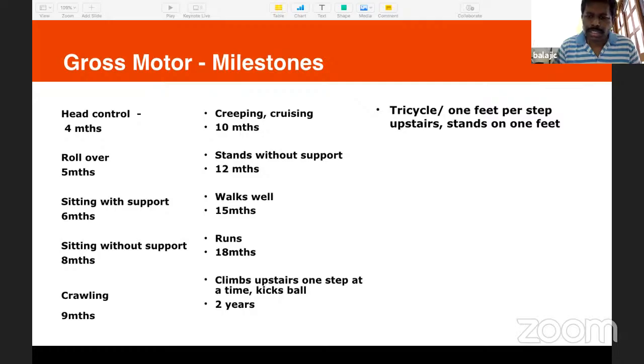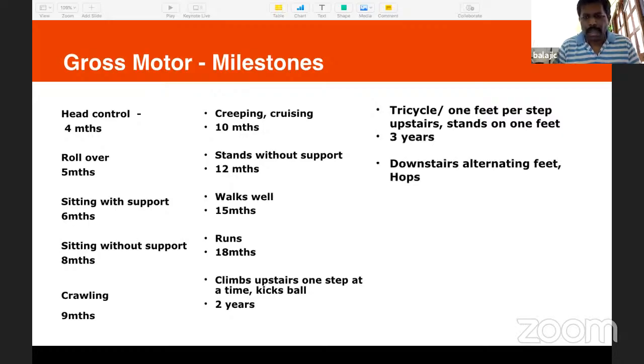Similarly, for 3 years, it is climbs upstairs with alternating feet for each step. Okay, it's a bit better than the 2 years. Okay, and at 3 years, remember, riding a tricycle. So climbing upstairs with both feet on each step will be at 2 years, with alternating feet on each step will be at 3 years, and riding a tricycle is 3 years. Okay, and coming downstairs in the steps with alternate feet comes at 4 years, hops at 4 years, skips at 5 years. Okay.